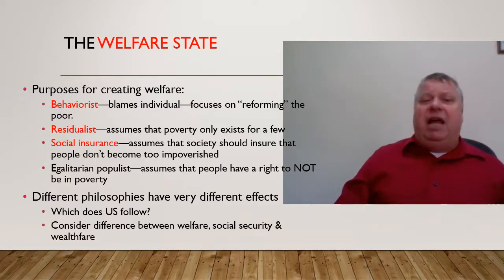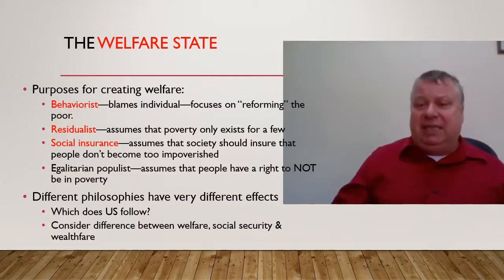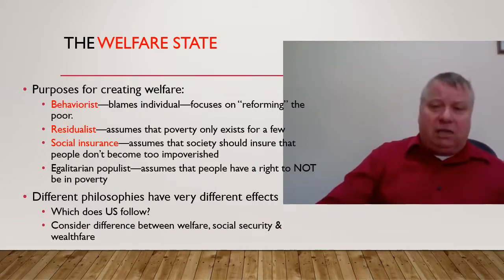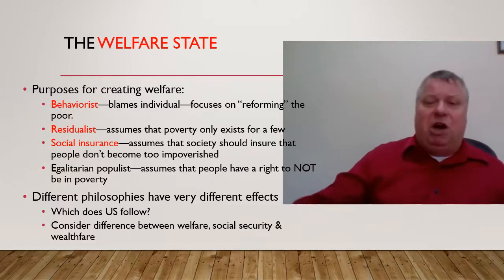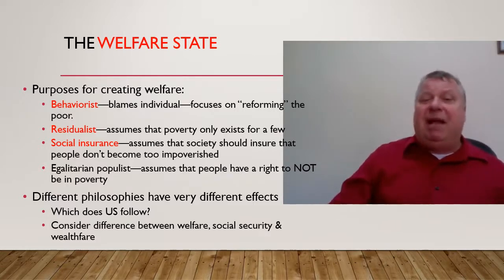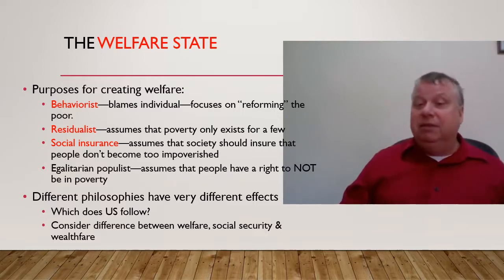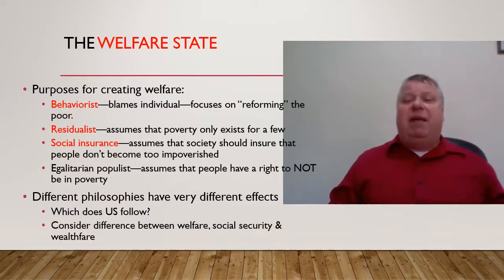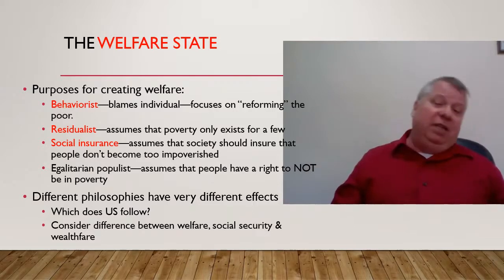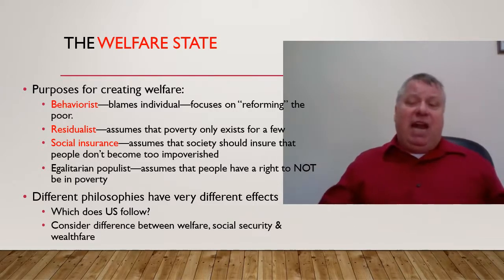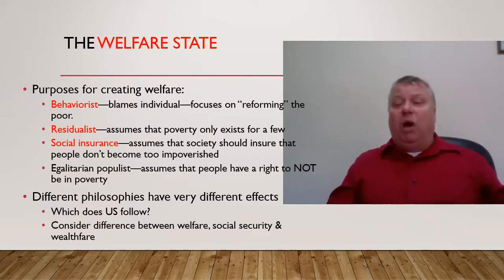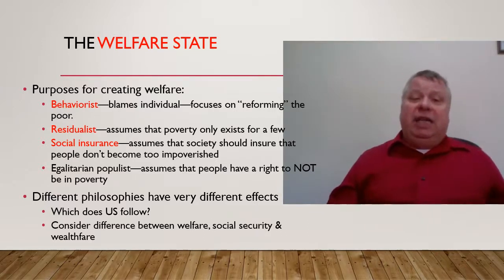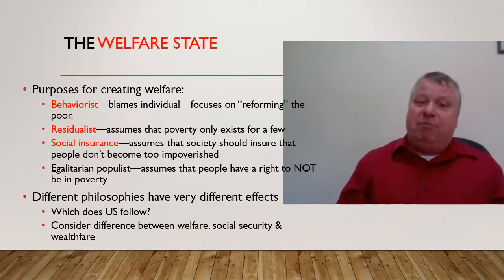And then finally you have the egalitarian populace. This is typically the more Marxist or left-wing conflict theorists who argue that people have a right not to be in poverty, that we should take care of the basic needs of all people in society, because if they can't work, why should we be judging them? Or if they can't earn a lot of money, why should we be judging them? So these are very different philosophies about how social welfare should work.